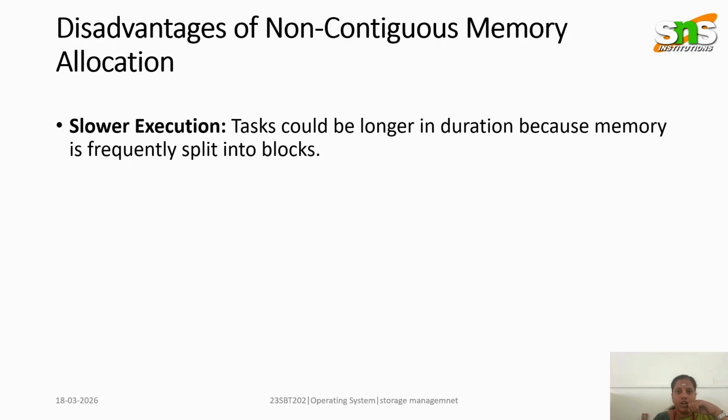Next one is the disadvantages of non-contiguous memory allocation. The only disadvantage of non-contiguous memory allocation is slower execution. The task could be longer in duration because the memory is frequently split into blocks.